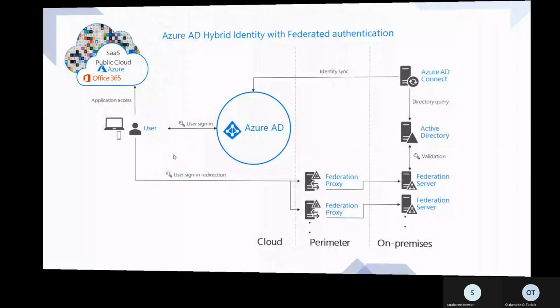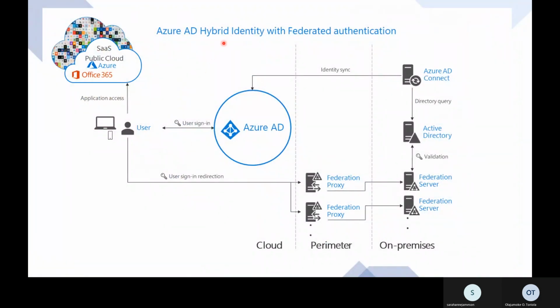Now, when you talk about hybrid identity with federation authentication, like I said, it is very, very expensive. Remember what I said: you need a minimum of 4 servers. You need what is called the federation proxy server, and then you need the federation server.